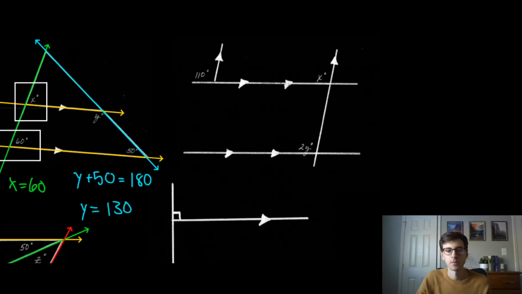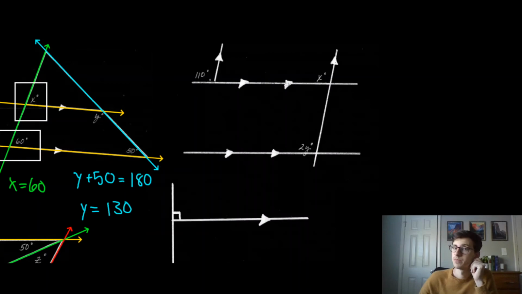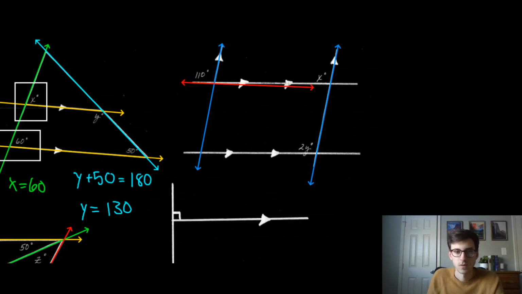Okay, we've got two more. Okay, this one is a little wonky. I have 110 over here. I know that these lines are parallel and these lines are parallel. So here, this is interesting. I'm going to go ahead and use some different colors here. So these two are parallel. And then these two red lines are also parallel.